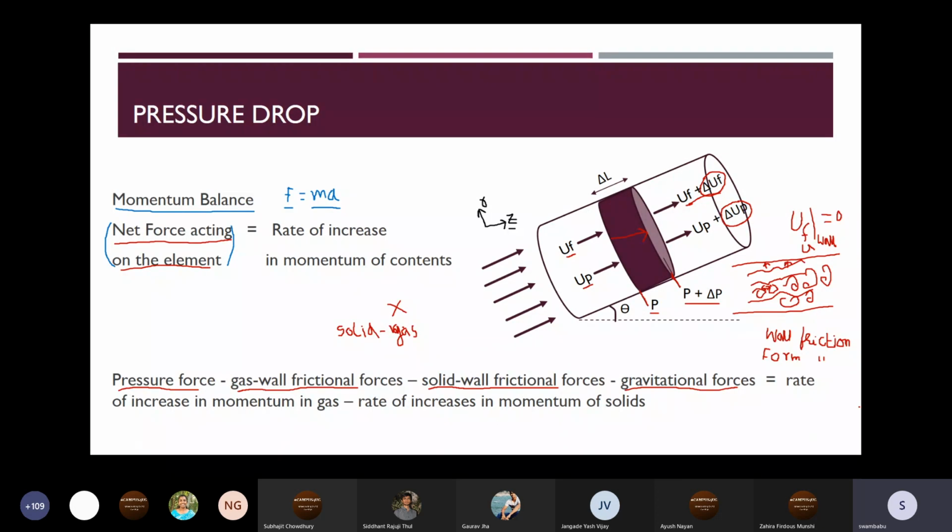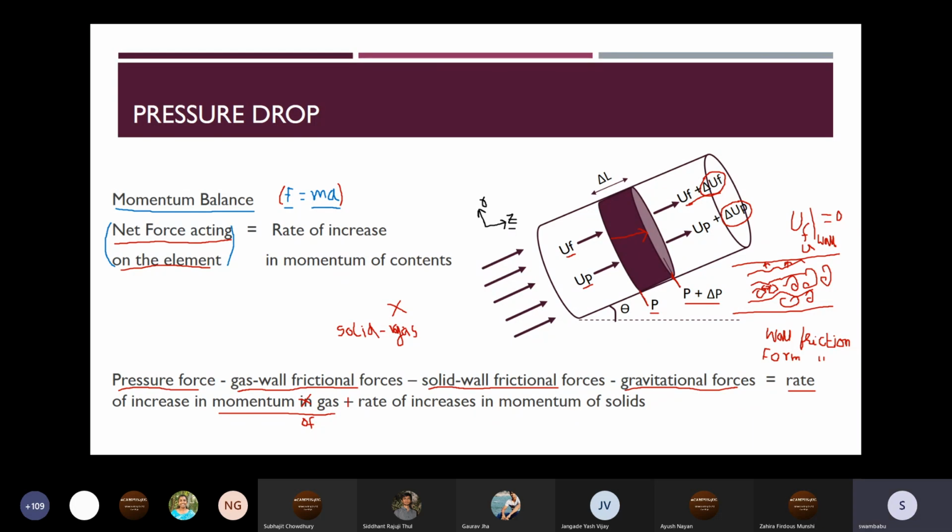So this will be equal to the rate of increase of momentum in the gas, because the small element contains gas and particles, plus the rate of increase in momentum of solids. This is the simple momentum balance that comes from Newton's equation. From Newton's force balance, we get this momentum balance.